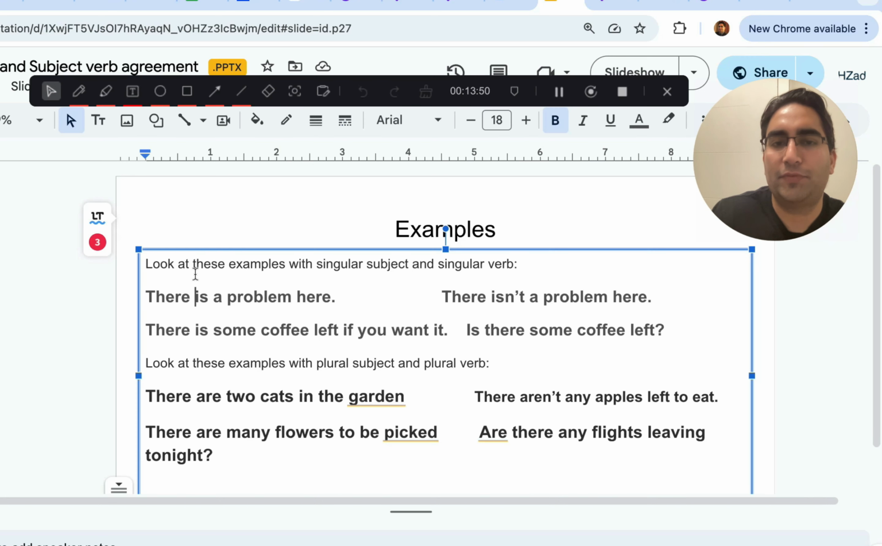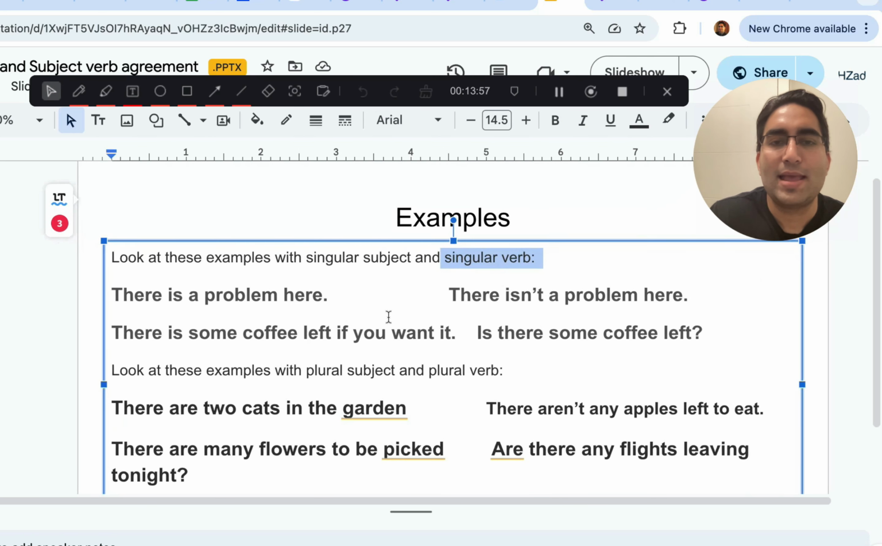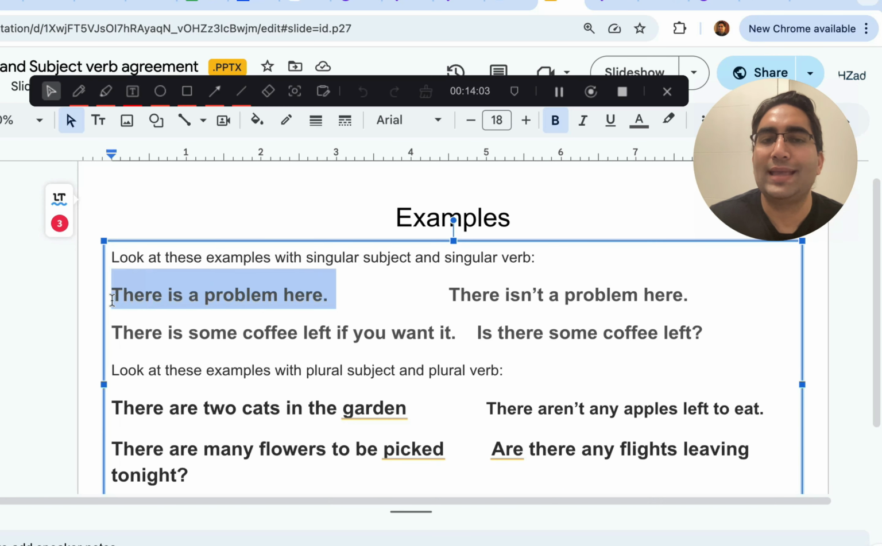Let's look at the first example, and this is where we talk about a singular subject with a singular verb. Here we have the word problem. Okay, that's your subject. So we're saying there is a problem here. Is. What is the verb, guys? Is the verb. Now, problem is one. That's why we're using is. There is a problem here.